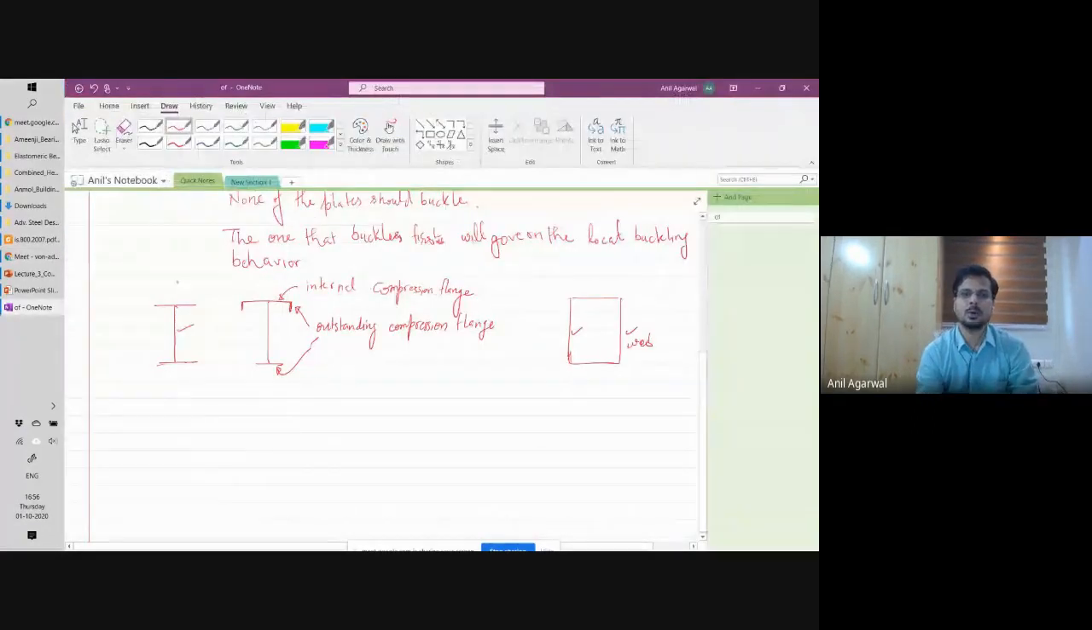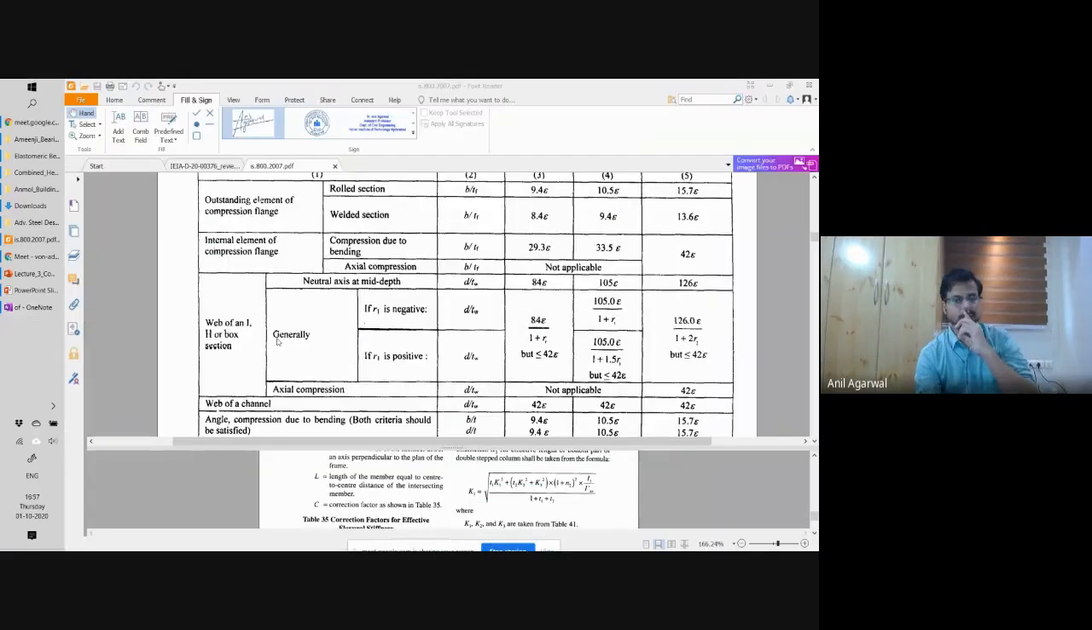And the reason obviously is the boundary condition. An outstanding flange is almost like a cantilever projecting outward, and under compression it can buckle very easily. Whereas an internal flange is not that easy to buckle because it gets restrained from this side as well as this side. Because of that, the values here and here are very different. Plus, for welded sections, the corresponding values are even smaller, which means that you need to be more strict with welded sections because they are more likely to buckle.